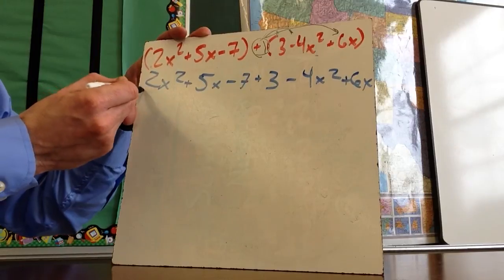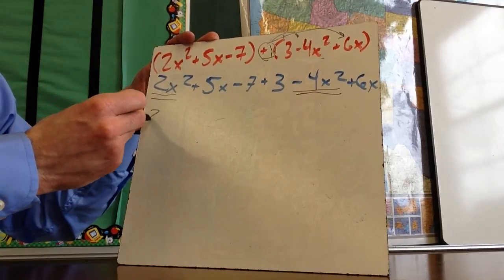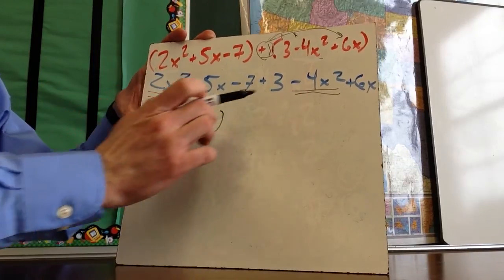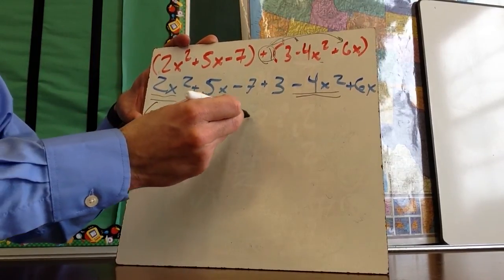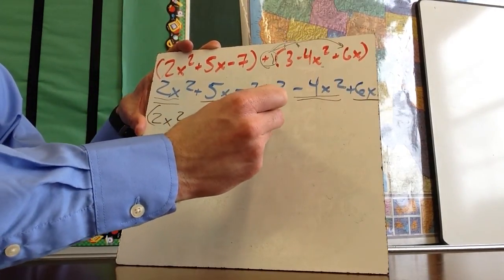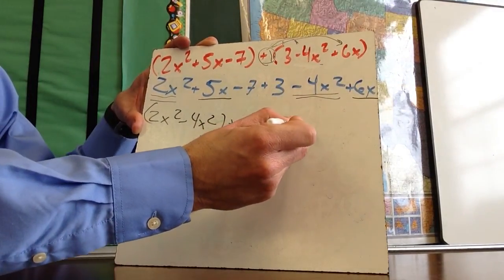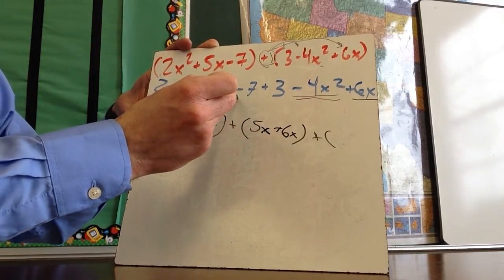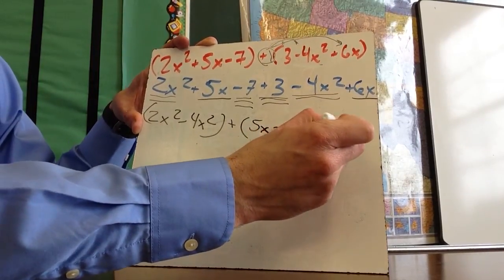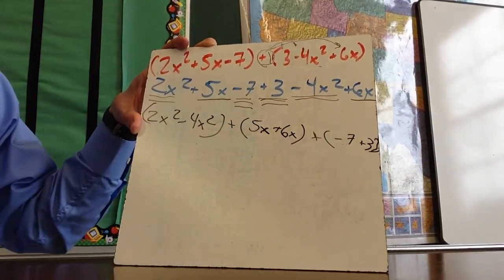So now I want to take the 2x squared, and I'm looking for another x squared, and I see it's there. So I'm going to put those two together. This is 2x squared minus 4x squared. Keep in mind it's minus because of that. Plus, I'm looking for x's, 5x and 6x. So plus 5x plus 6x. It's plus 6x because of that. And then I've got this negative 7 and this positive 3. So plus negative 7 plus 3. It's a negative 7 because that's negative, and plus 3 because that is positive.